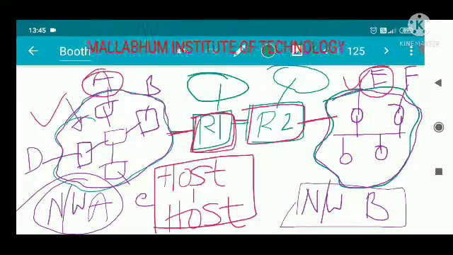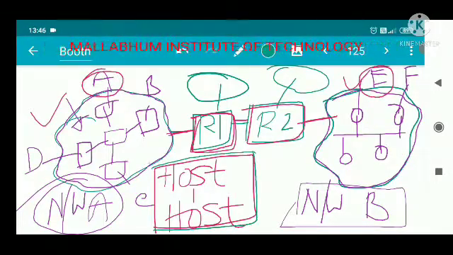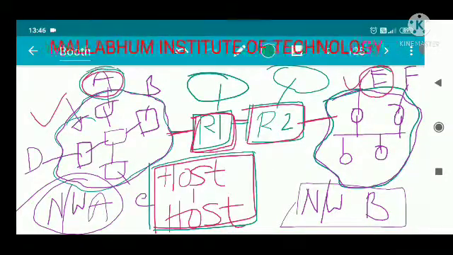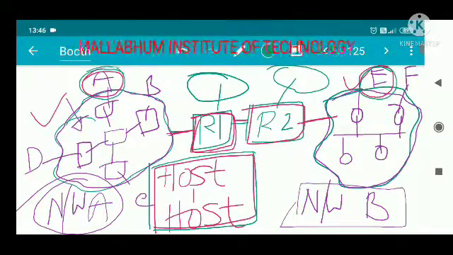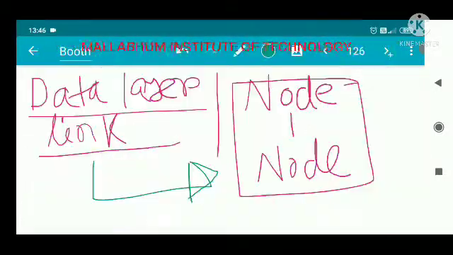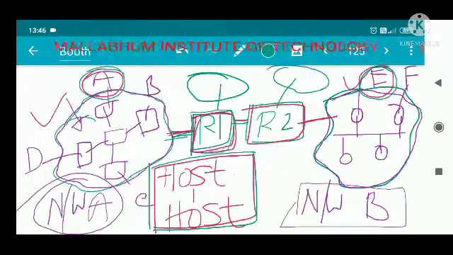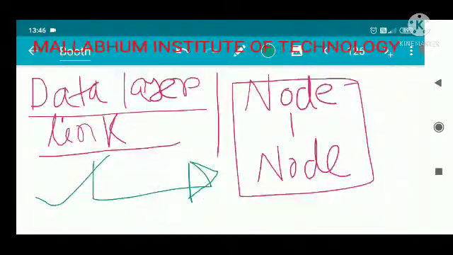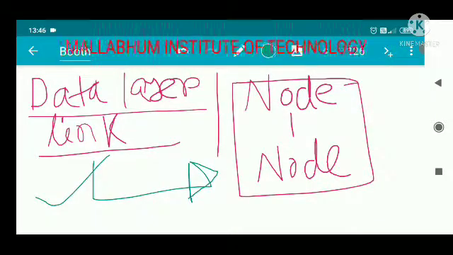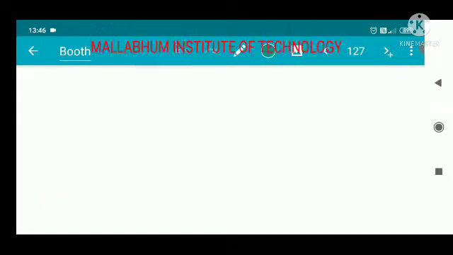But in the case of the network layer, we are saying that the function of the network layer is host to host delivery. This host computer may be situated in one network and this host computer is situated in another network, and in between them there is a node. So node to node delivery is the function of the data link layer, and host to host delivery is the function of the network layer. That's why the first function of the network layer is host to host delivery.